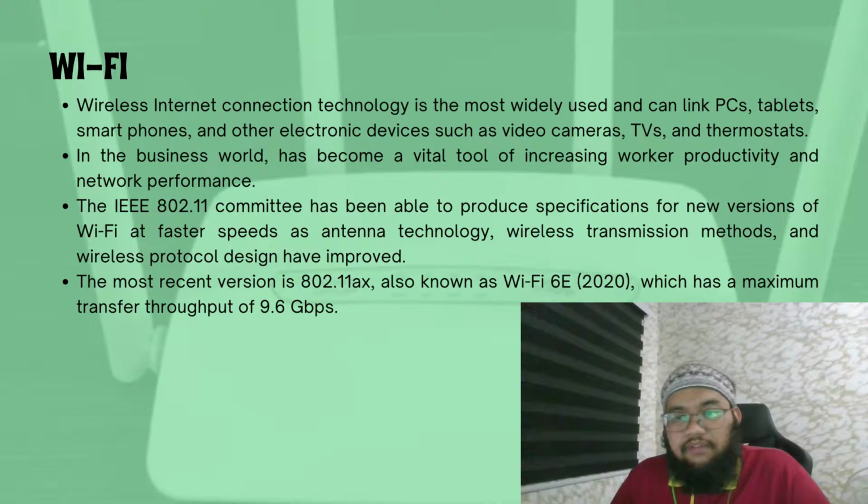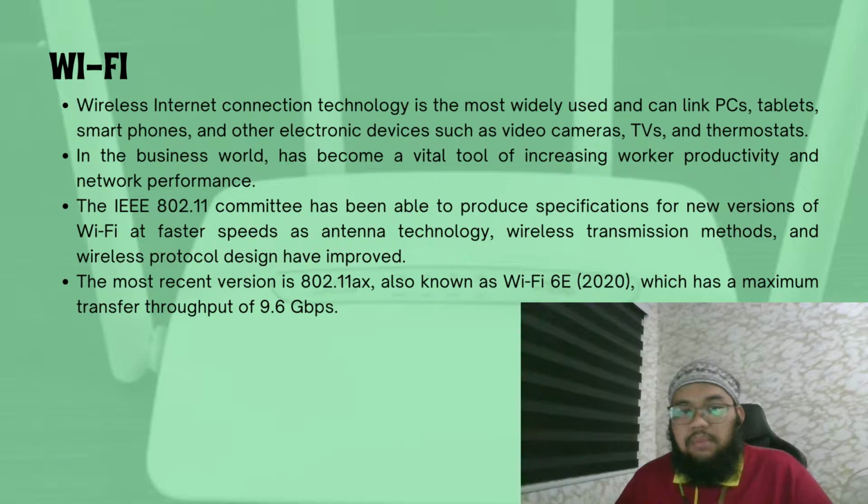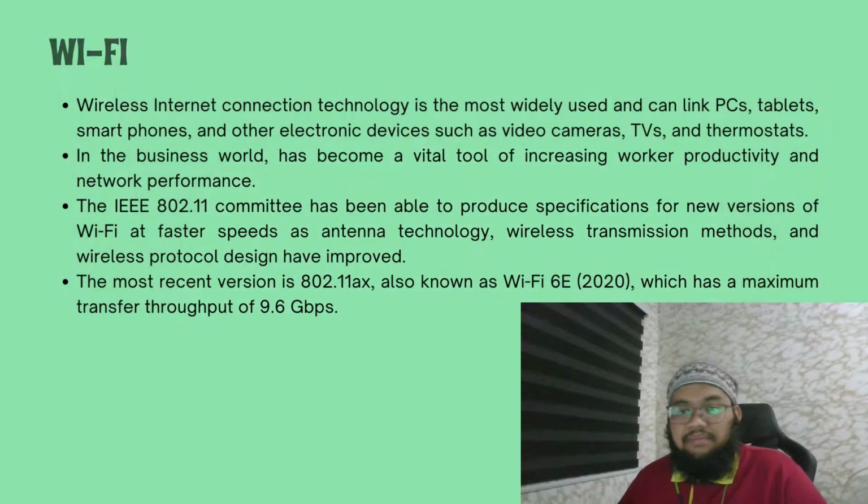So recently we have received the most recent version of Wi-Fi, which is 802.11ax, also called Wi-Fi 6E, whose maximum transfer throughput is 9.6 gigabits per second.